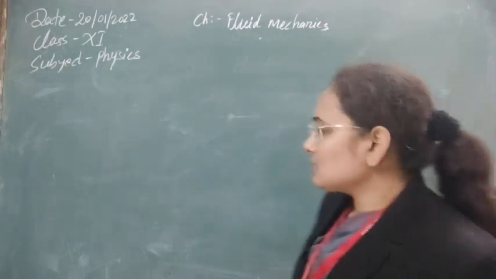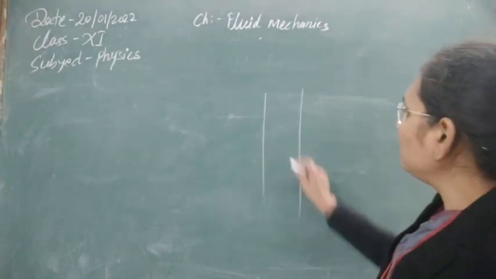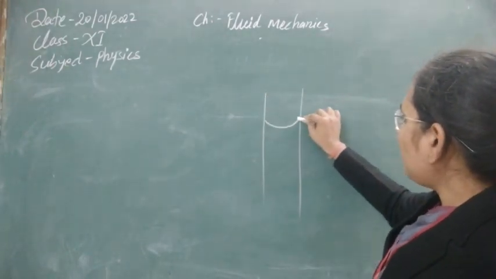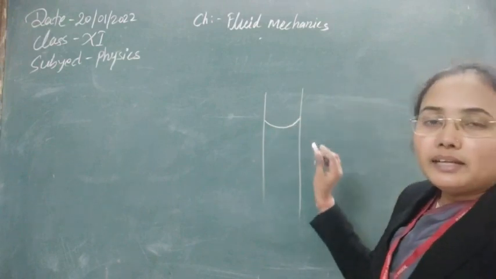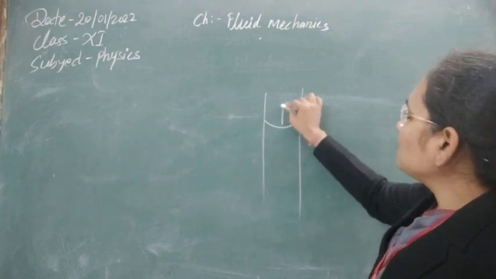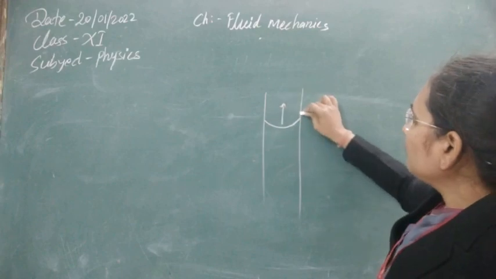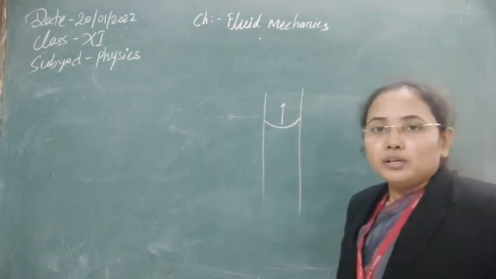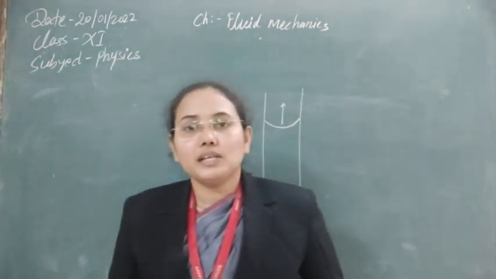So if the meniscus of the liquid, meaning if we have any tube and in that tube the upper part of the liquid has this type of curve, then a net upward force will act here. Due to that, the liquid will start to rise in this tube. That rising in the tube is known as capillary action.